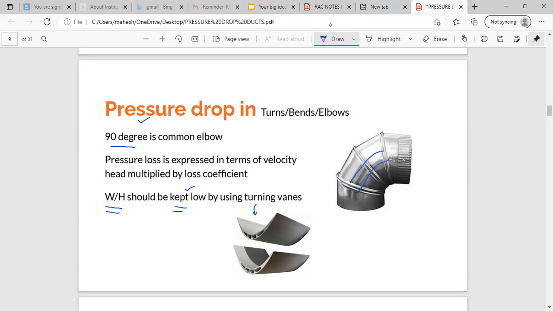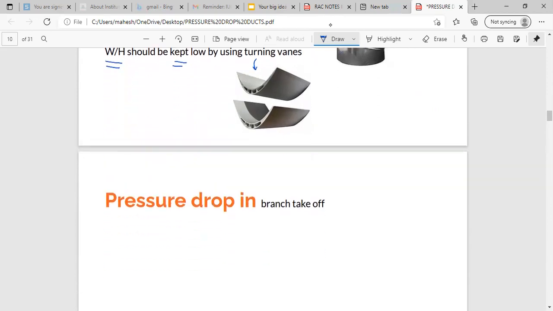If you are using the turning vents in this cross section, then this would decrease the W by H ratio and this would reduce the pressure drop. So as compared to an elbow or a bend without the turning vents, the pressure drop would be less if you are using the turning vents. Okay, so use of turning vents is desirable, right?